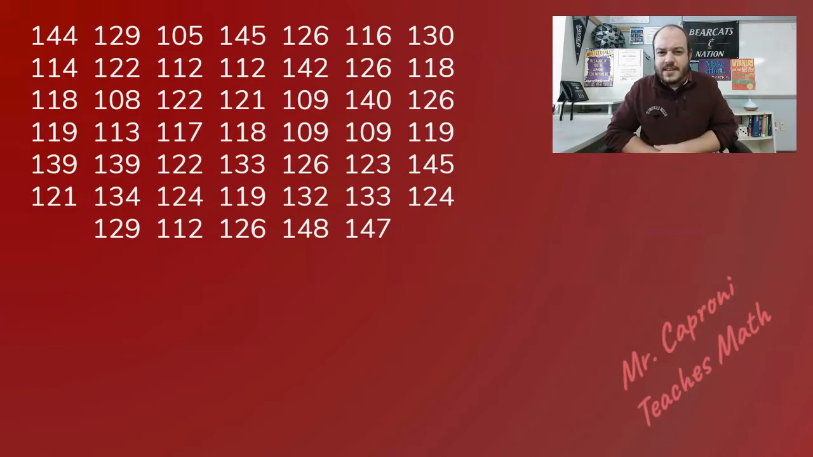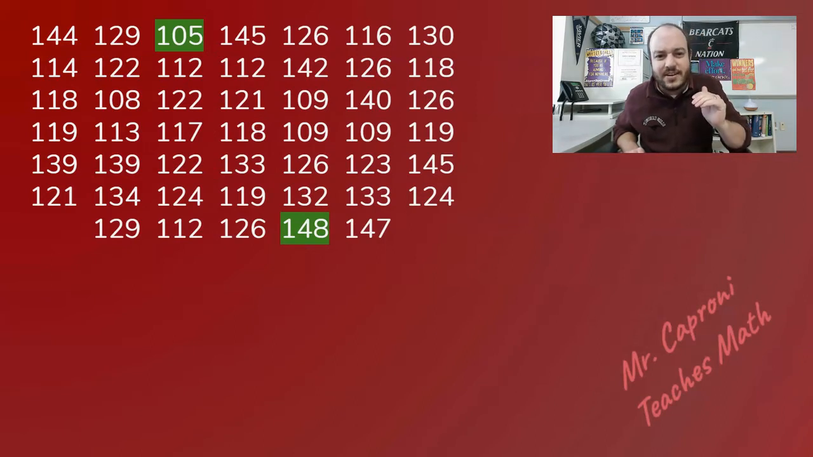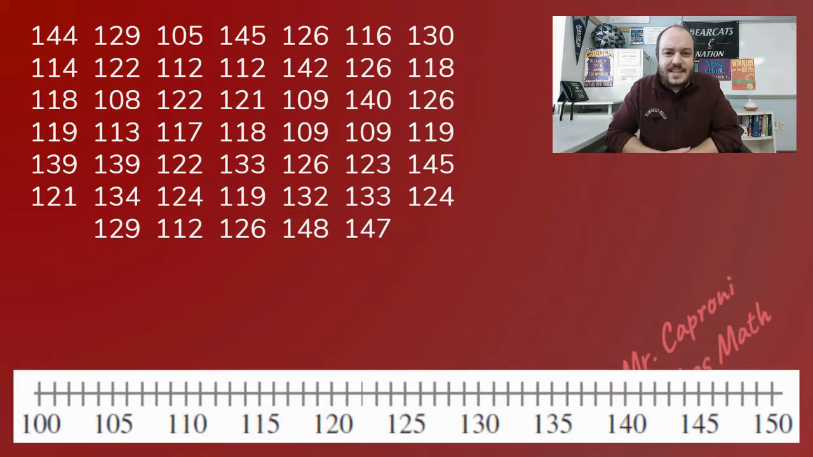So far, looking at this, what do you see as the smallest number and what do you see as the largest number? Hopefully you identified 105 as the smallest and 148 as the largest. So I'm going to go ahead and place a number line down here that at least contains those. Now I am going to start at 100 and end at 150 just so that I have nice round numbers on the endpoints.